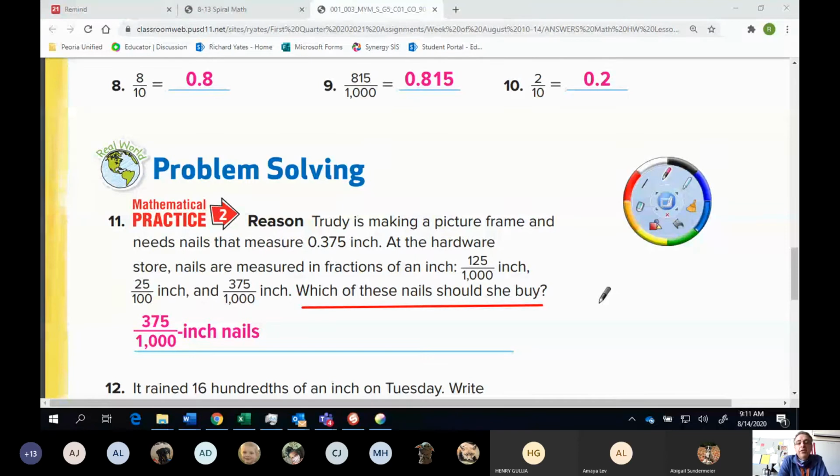sentence. Trudy is making a picture frame and needs nails that measure 375 thousandths of an inch. At the hardware store, nails are measured in fractions of an inch: 125 thousandths of an inch, 25 hundredths of an inch, and 375 thousandths of an inch. Which of these nails should she buy? So go ahead and, well, how did you say this in the answer sentence? Sorry.